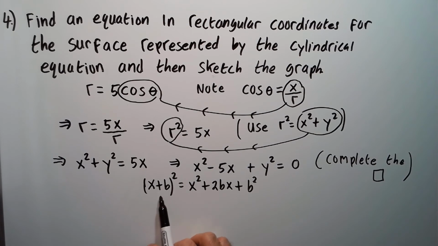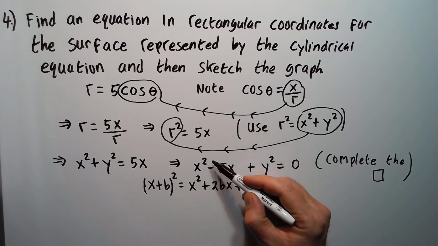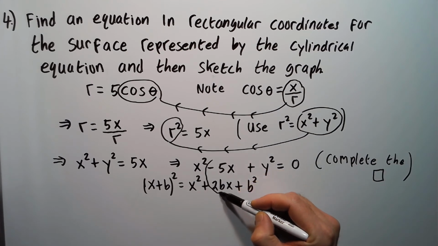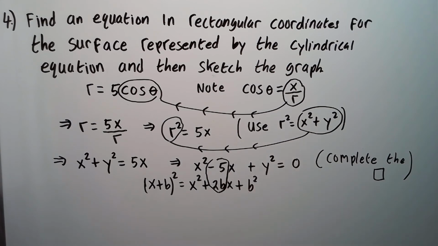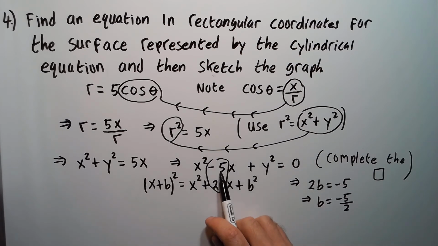So x plus b squared, expanded, is x squared plus 2bx plus b squared. Now we're missing the b squared, so let's figure out what the b has to be. It's the coefficient in front of the x. So the negative 5 needs to correspond to the 2b. So let me write it over here. We'll have our 2b then needs to be the coefficient in front of the x, so negative 5, dividing by 2. B is negative 5 halves.